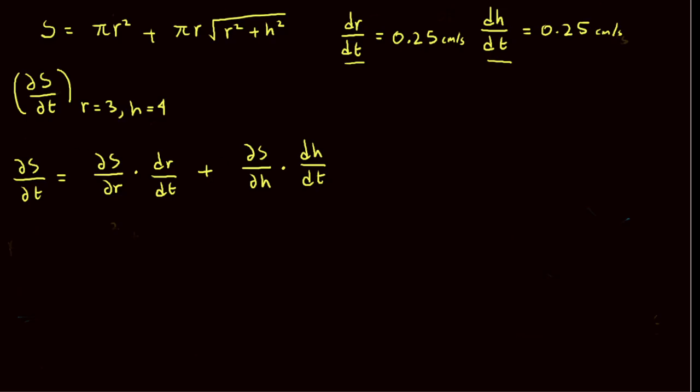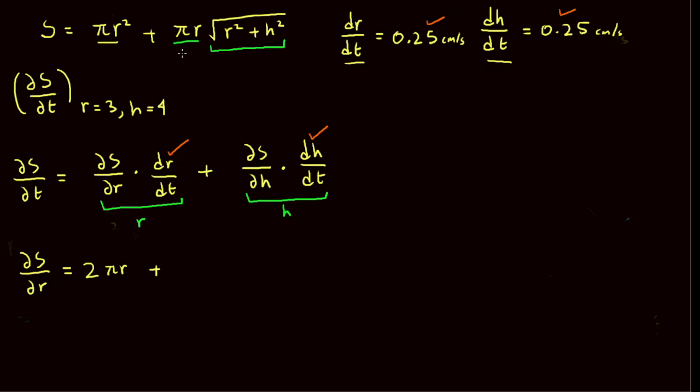We have one part with respect to the radius, and we have another part with respect to the height. So let's start with del S del R first. We just need to find del S del R and del S del H, because dr dt and dh dt we already have as 0.25, a constant. It's pretty easy. Now del S del R, the first part, is simply 2 pi r. For the second part, this is very interesting, because now we have pi r and this other part, so of course we have to use the product rule.